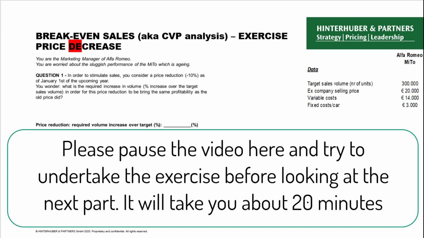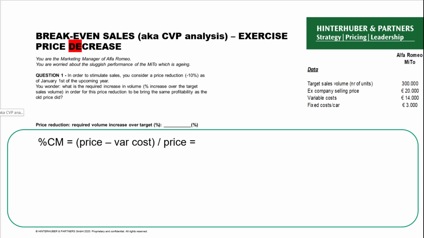So we have a set of data in the top right, and we want to see how to tackle this data and understand what the result is. First of all, you need to understand how much the contribution margin ratio, or the percentage CM, is. You know that the contribution margin is price minus variable cost, divided by price. So let's go ahead and do this.